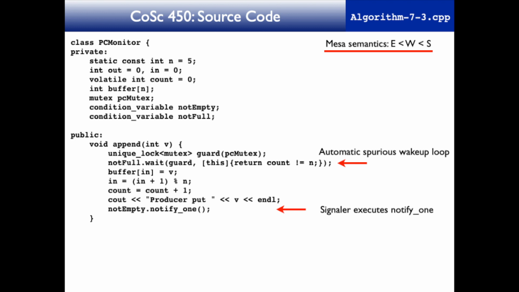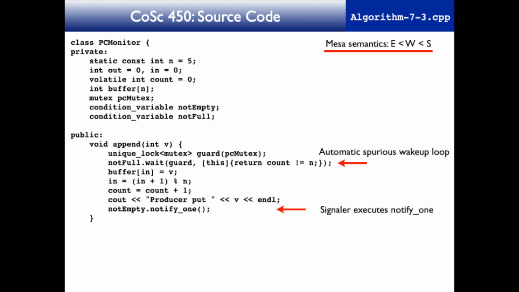And next we have our PC mutex, which is our mutex to guarantee that the methods of the buffer are executed atomically. And here are our 2 condition variables. So we have this C++ condition variable type, and we have one for non-empty and one for non-full.